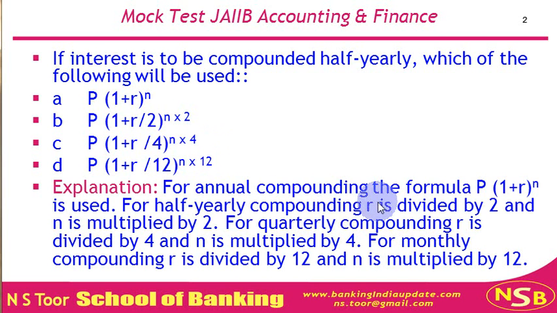For annual compounding, the standard formula is P(1 plus R) raised to power n. For half yearly compounding, R, that is the rate of interest, will be divided by 2 and n will be multiplied by 2. For quarterly compounding, R will be divided by 4 and n will be multiplied by 4. For monthly compounding, R is divided by 12 and n is multiplied by 12. Hence, our answer is B.